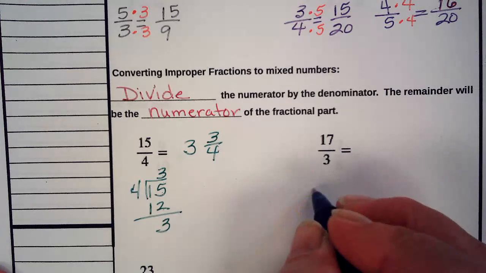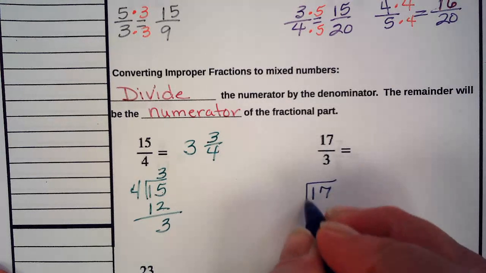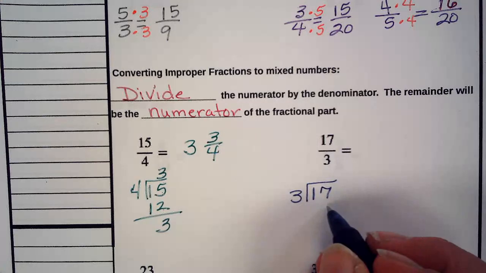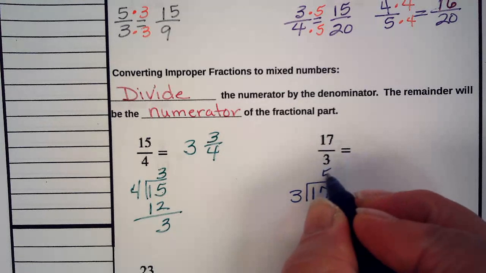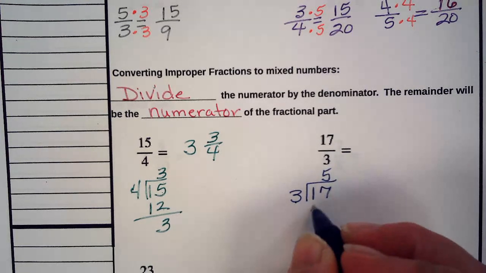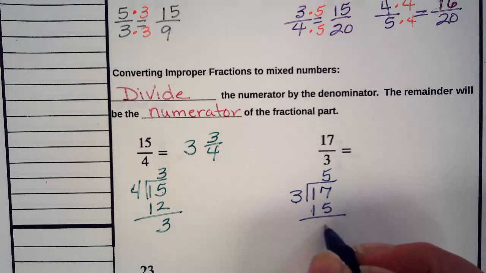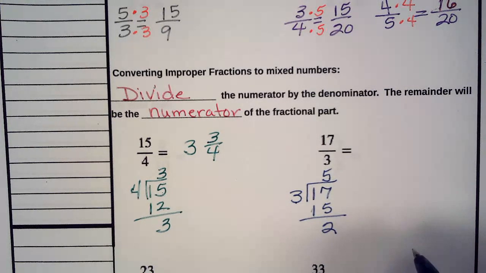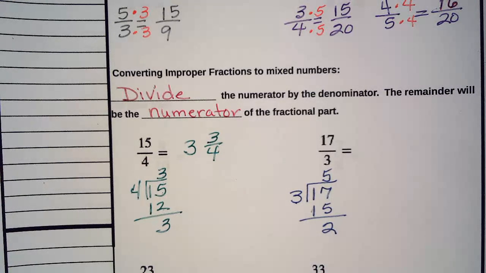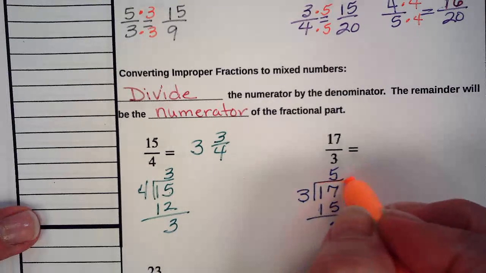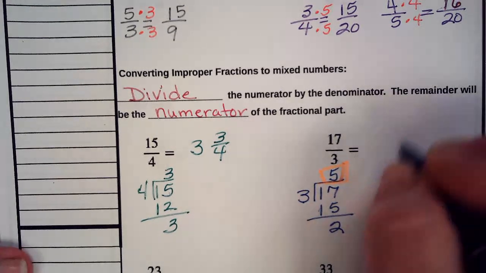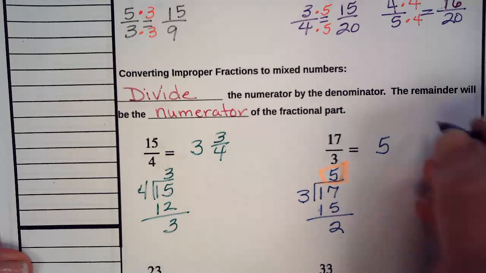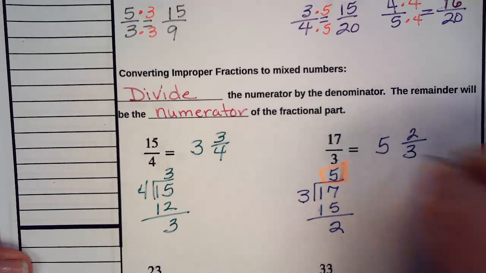17 divided by 3. Well, it won't go into 17 evenly. Will it go into 16 evenly? Nope. 15. Yes. So 5 times 3 is 15. I've got a remainder of 2. The top number, this is my whole part. So this is 5. Here's my remainder. And 2 over 3.